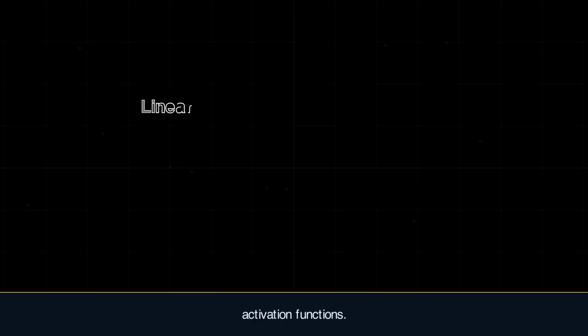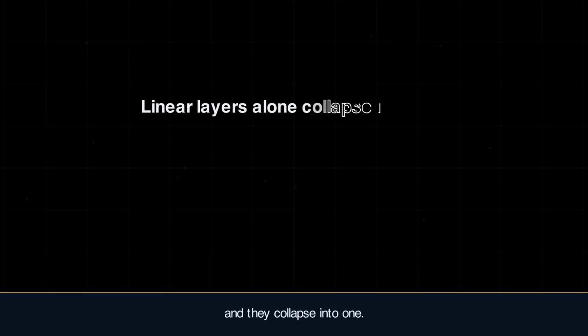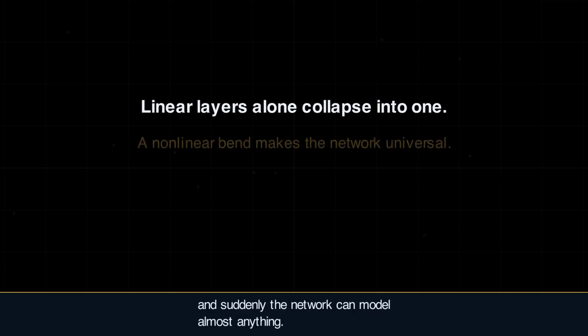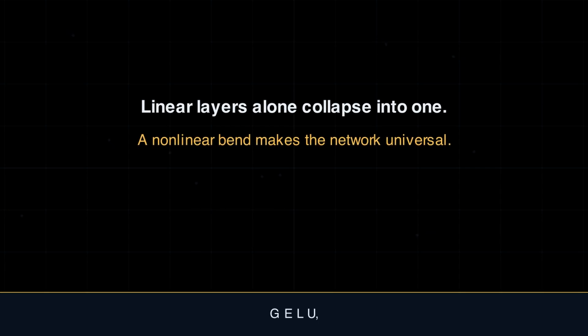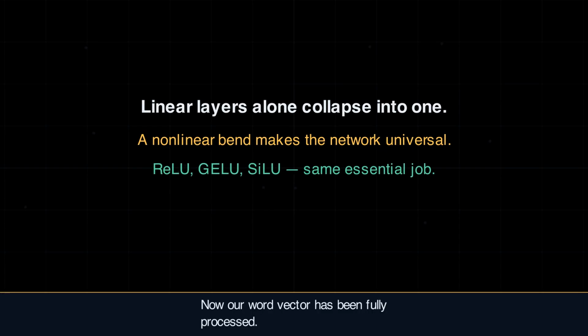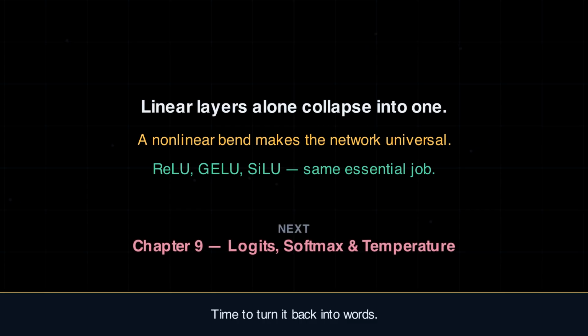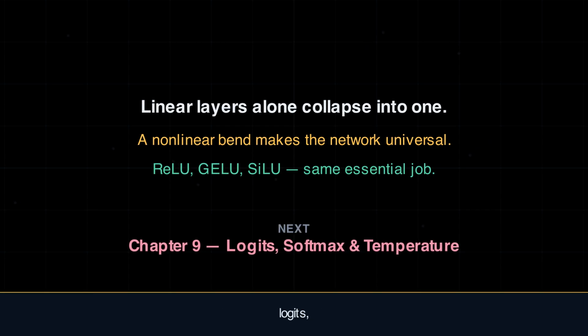So, activation functions. Stack linear layers alone and they collapse into one. Slip a nonlinear bend between them, and suddenly the network can model almost anything. ReLU, GELU, SiLU, different curves, same essential job. Now our word vector has been fully processed. Time to turn it back into words. Next, Logits, Softmax, Temperature.